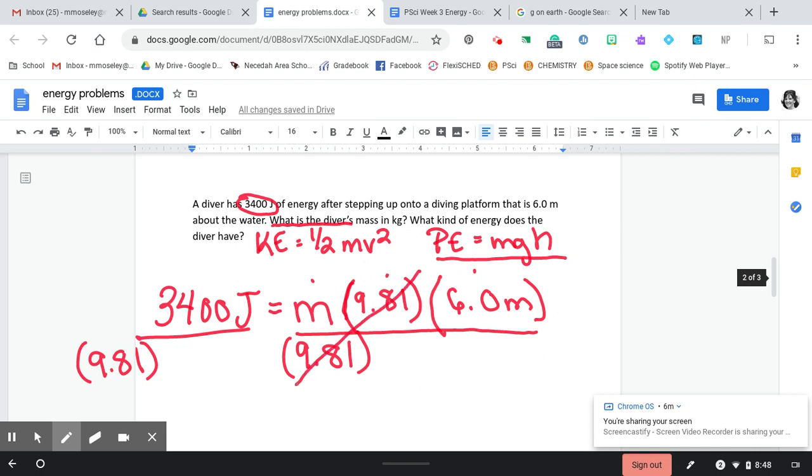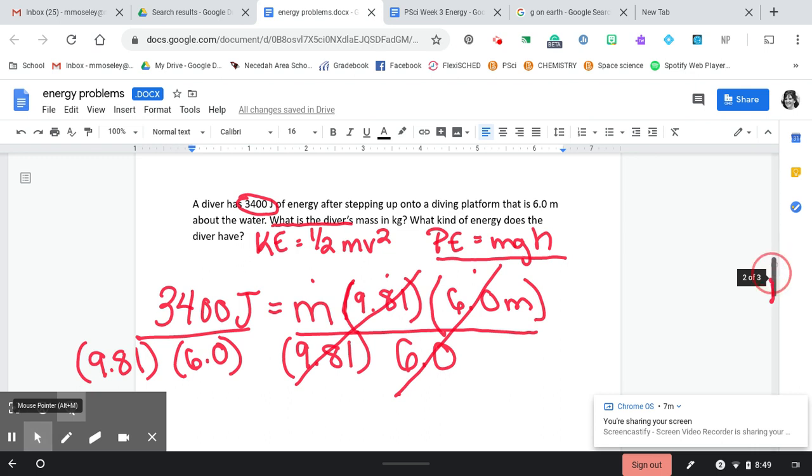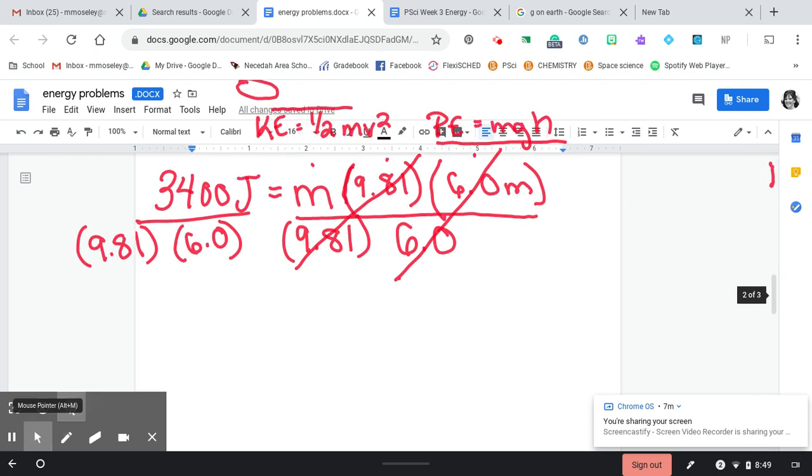9.81 is canceled over here. I'm also going to divide both sides by 6. 6 cancels over here. And if I were to rewrite that problem, I would see that I was left with just M on that side, just the mass, and just some numbers to type into a calculator. So I'm going to grab my calculator and take 3,400 divided by 9.81 times 6.0.